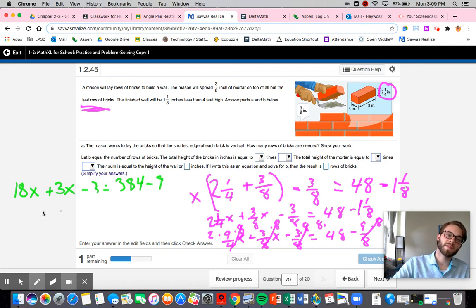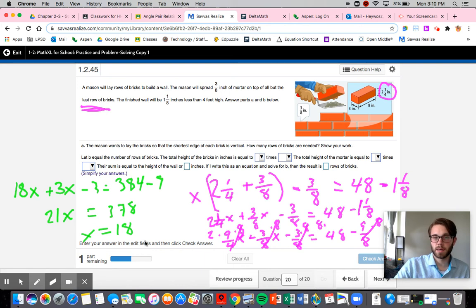So now we can actually simplify this. So this would be 21x. I'm going to add the 3 to this side. So when I subtract this 9 from this, I'd get 375, and then I'm adding the 3, so it'd be 378. When I divide by 21, I'm going to get 18. So it will ultimately end up being 18 inches tall.